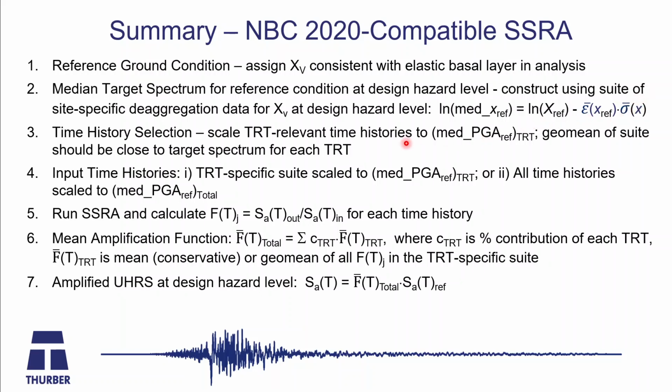Okay, so then when we do our time history selection, we're going to scale time histories specific to each of the three source types, right? But we're going to scale them to the median PGA specific to each of the tectonic regime types, preferably. And then you would use the geomean of that suite to see that it's close. This is just to make sure that you're getting time histories that are reasonably applicable for the tectonic regime that you're in and for the kind of range of ground motion values that you're expecting.